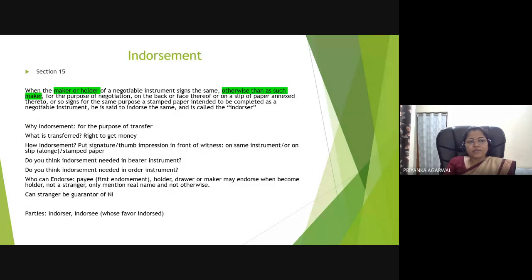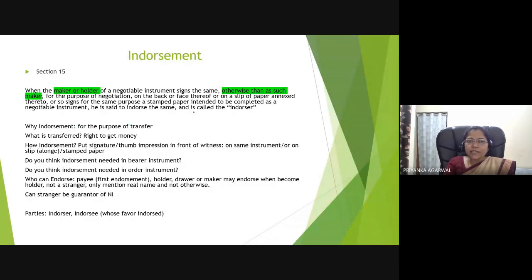Yes, this is it. When the maker or holder of a negotiable instrument signs the same, otherwise than as such maker, for the purpose of negotiation, on the back or face thereof, or on a slip of paper annexed thereto, or signs for the same purpose a stamped paper intended to be completed as a negotiable instrument, he is said to endorse the same and is called the endorser.